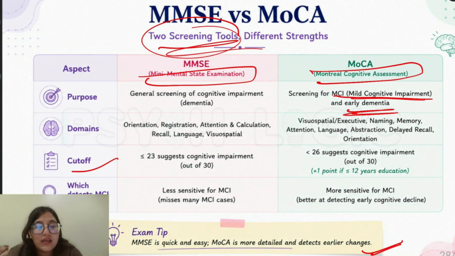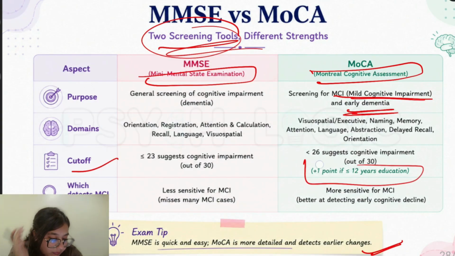If a person has 12 years of education or less, one additional point is added to the MoCA score. Why? Because education background can influence test performance. This adjustment helps reduce the chance of falsely identifying cognitive impairment simply because someone had fewer educational opportunities.